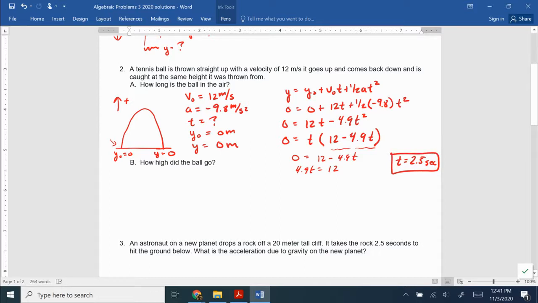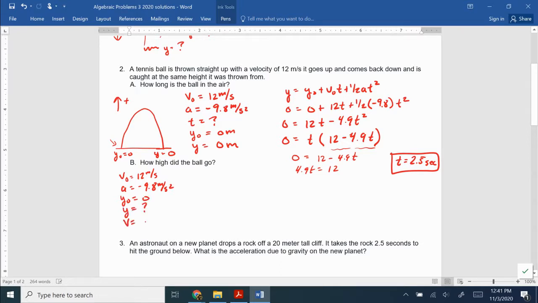How high did it go? So you know all this same stuff, except for the y is equal to 0. You wouldn't know that. So we still have the initial velocity of 12 meters per second. We still have an acceleration of negative 9.8 meters per second squared. We still have that y naught is equal to 0. We are now looking for y at the very top.